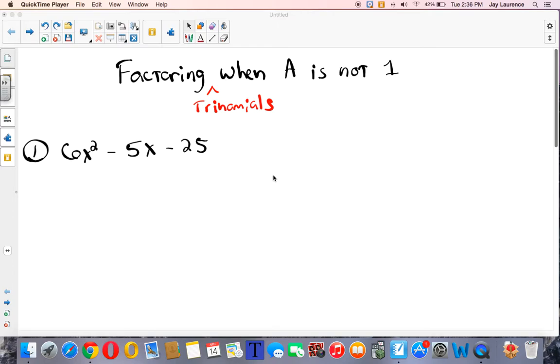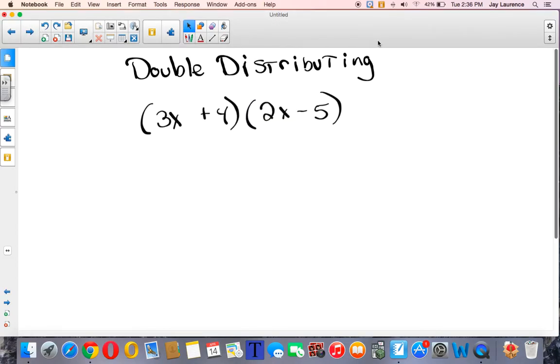Mr. Laurence here, and we're going to be factoring trinomials when a is not 1. We're going to be using a different method than I taught you earlier in the year. But before we do that, I want to point something out to you.